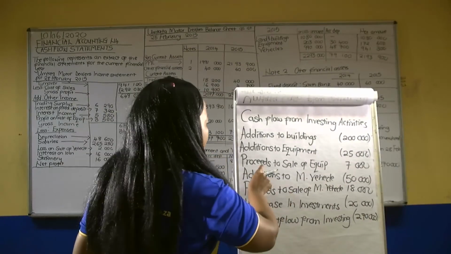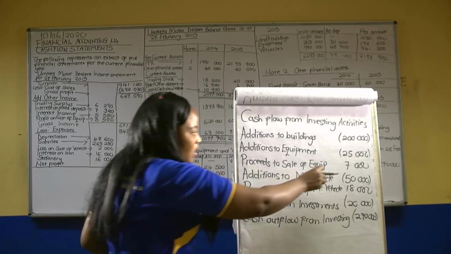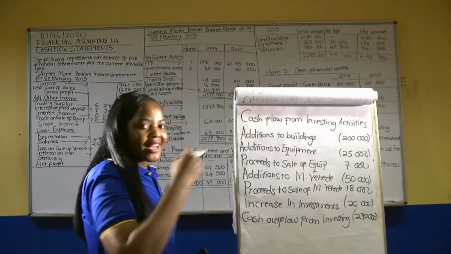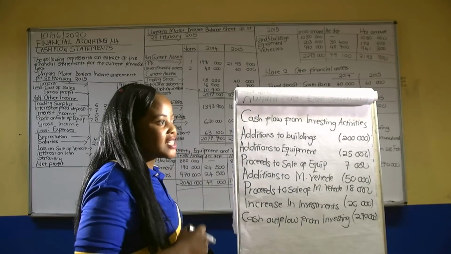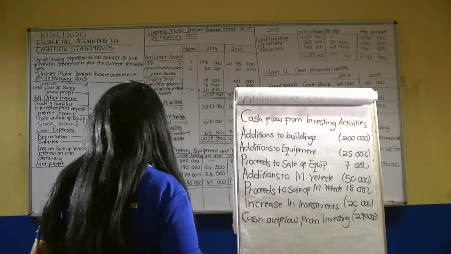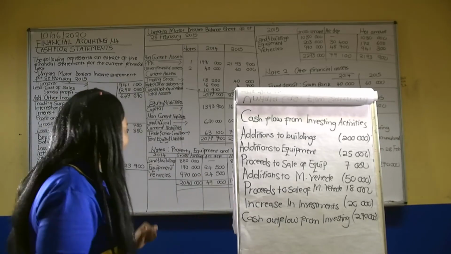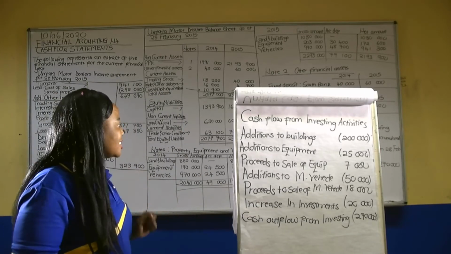You come and put it under your additional information, and you say proceeds on sale of equipment 7,000. This one I won't put in brackets because the cash is actually coming into the business. Mthatha is actually selling its equipment and receiving what? Cash.